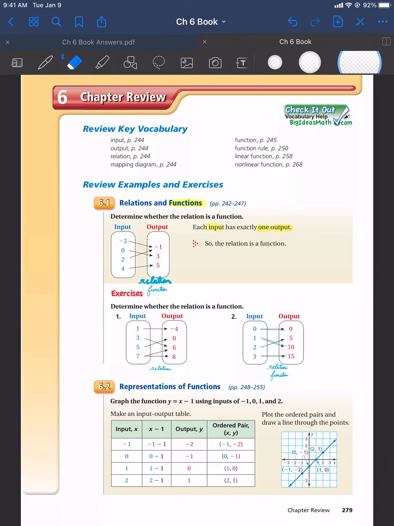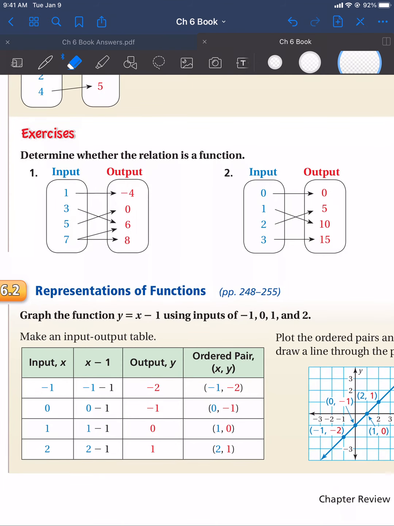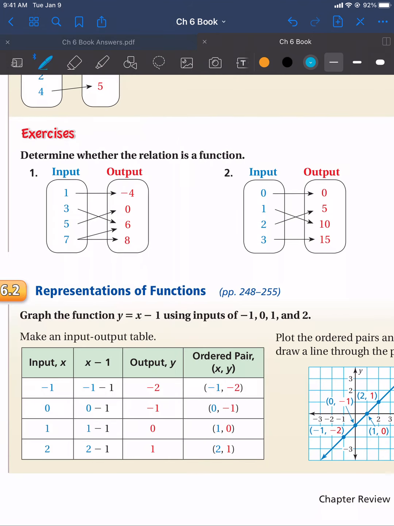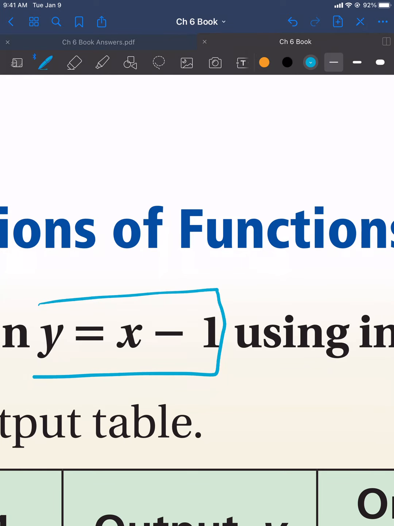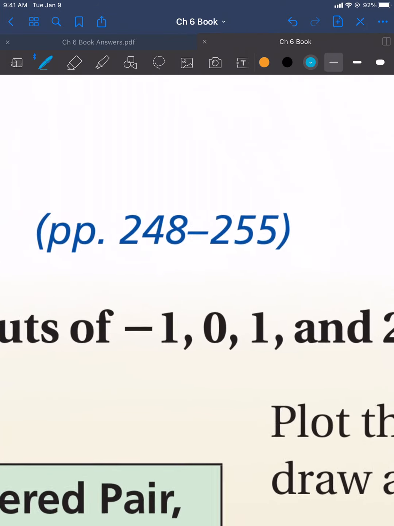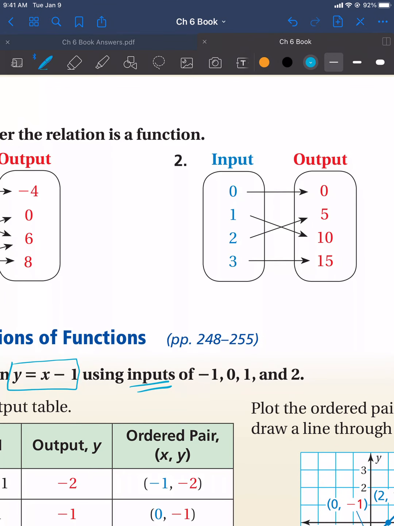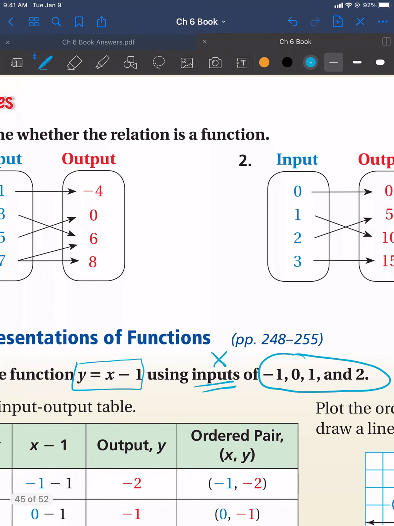Okay, section 2. We talked about representations of functions. Now, this is where we talked about having an equation to represent the function, right? Okay, so if I have this equation, and I told you to use these numbers right here as inputs, could you find me the outputs? Remember, inputs are x's, right? Outputs are y's. How could I use these numbers to go find the y's? Very good. Plug them into the equation.